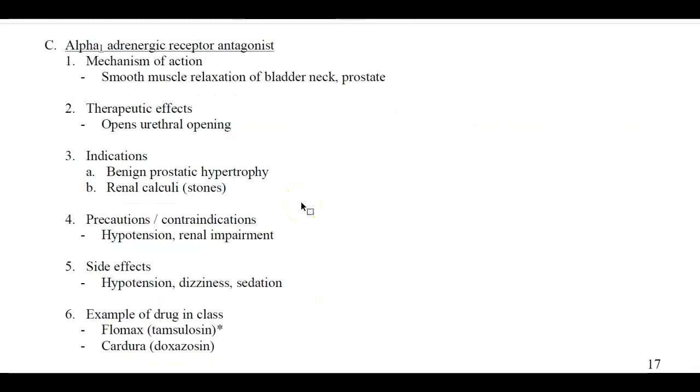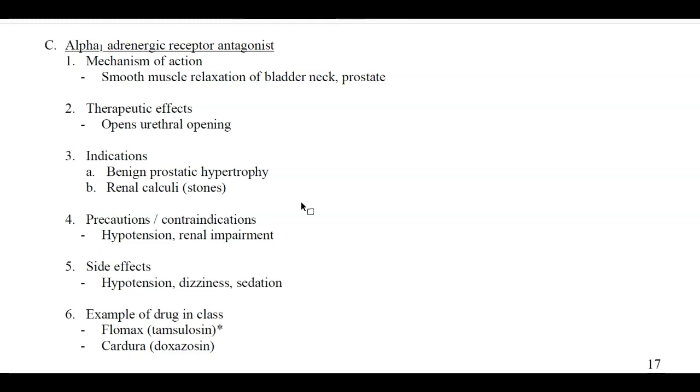Next is alpha-1 adrenergic receptor antagonist. So you may be familiar with this medication because we've partially covered it, or we did talk about it in the previous units. I believe it was unit 3. Anyhow, so alpha-1 adrenergic receptor antagonist, the mechanism of action is smooth muscle relaxation of the bladder, neck, and prostate. So therapeutic effects, it opens the urethral opening, right, therefore facilitating urination.